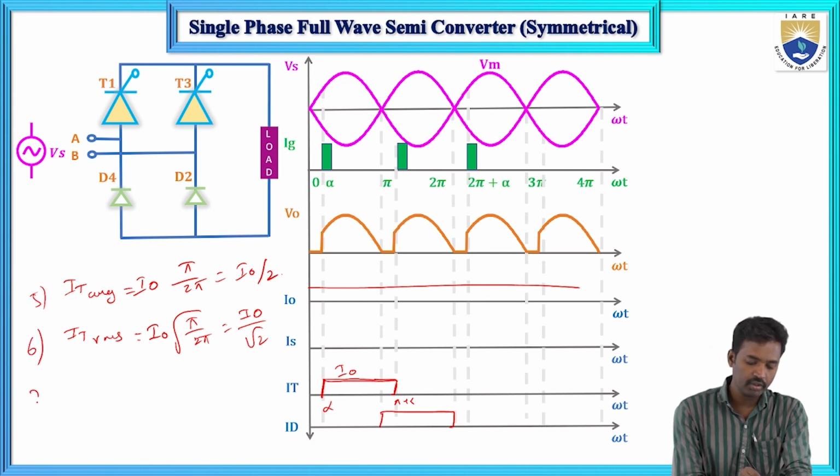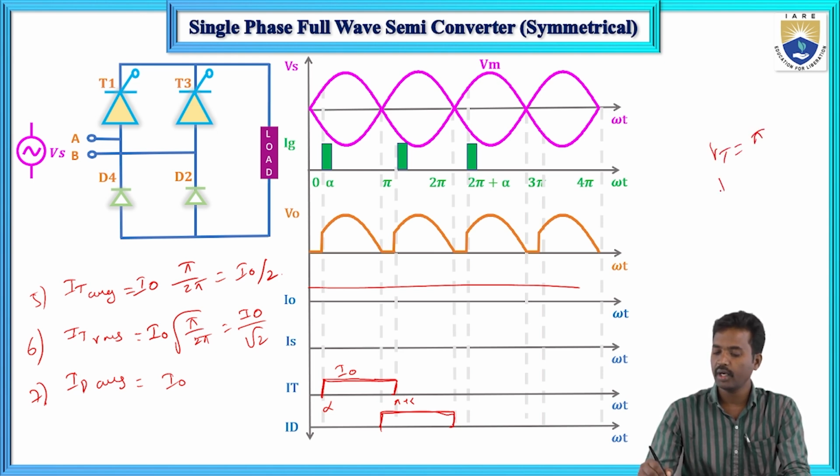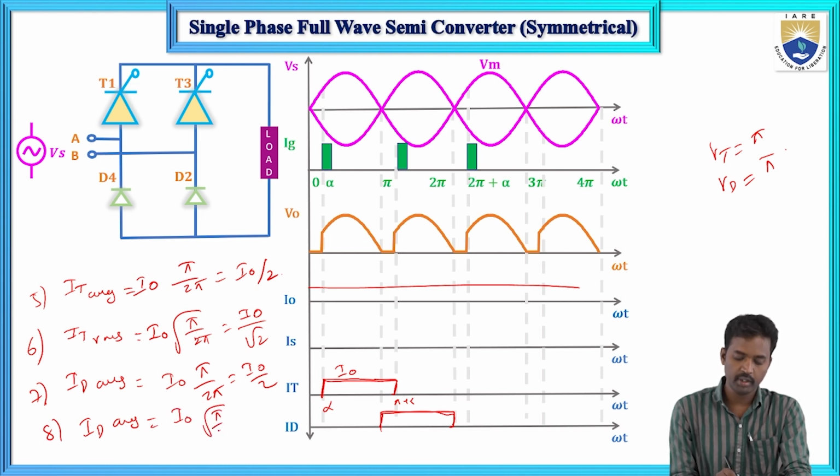And next, the seventh one is the diode average and RMS current, same I naught. So it is also conducting, gamma of T equals pi and gamma of D equals pi. So it is also the same, average value equals pi by 2 pi, that equals I naught by 2. And next, the eighth one is the ID RMS equals I naught square root of pi by 2 pi, that equals I naught by root 2.